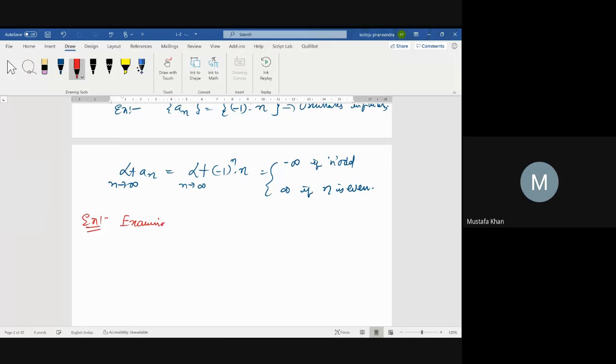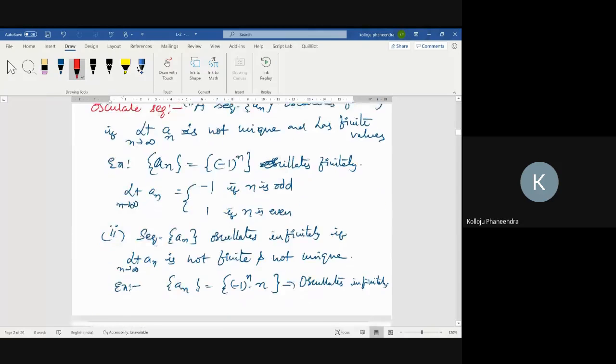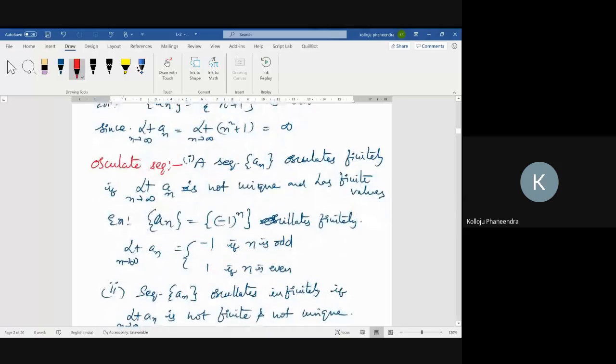Sir, can you explain the oscillating sequence again? Okay. Oscillating sequence means what? For the sequence an, there are two cases: oscillates finitely and oscillates infinitely. As per the definition of limit, if the limit value is not unique, then the sequence is said to oscillate. Is that clear?